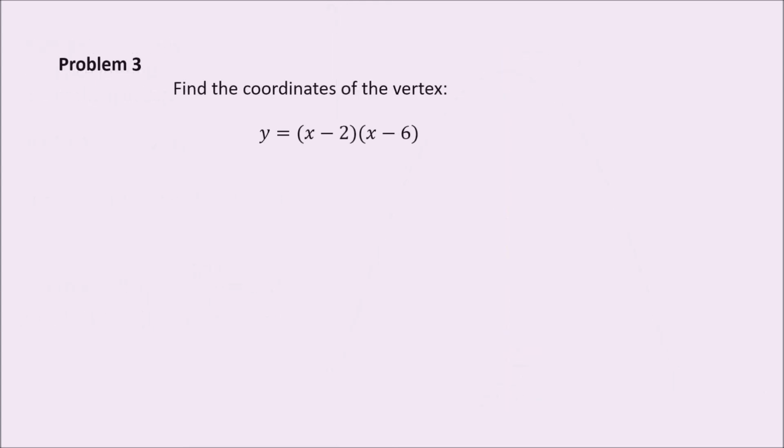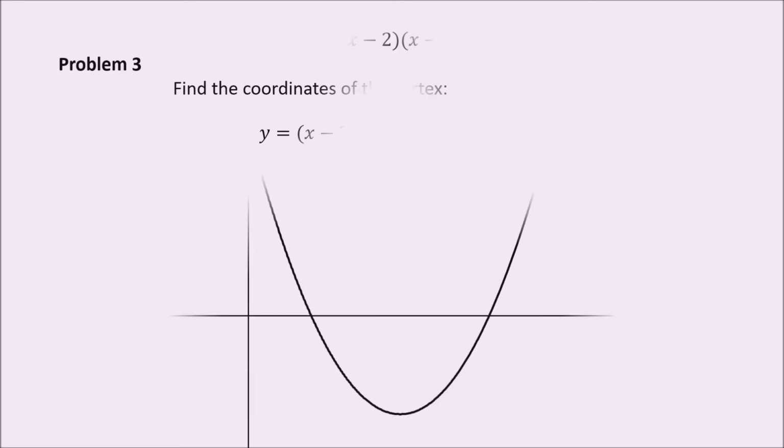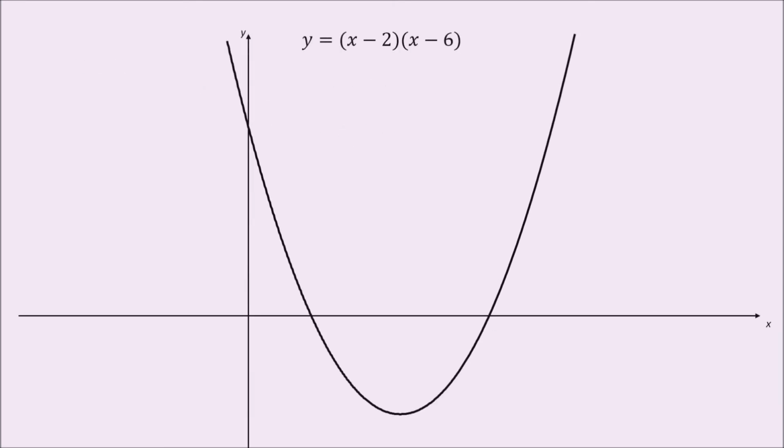Problem 3. Find the coordinates of the vertex here. Y is a factored expression, x minus 2, x minus 6. Now, we don't have to do anything fancy here because we know what the x-intercepts are, right? All we have to do is set that equal to 0. When is that expression 0? It's 0 when x is 2 or when x is 6. Does that make sense? So the x-coordinate of the vertex is halfway between 2 and 6.